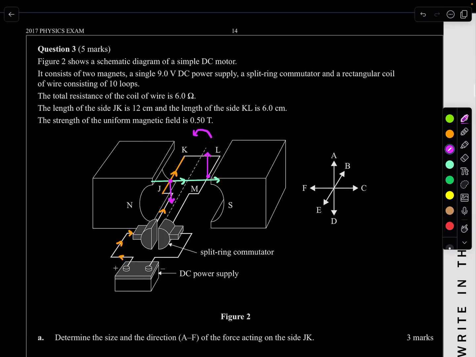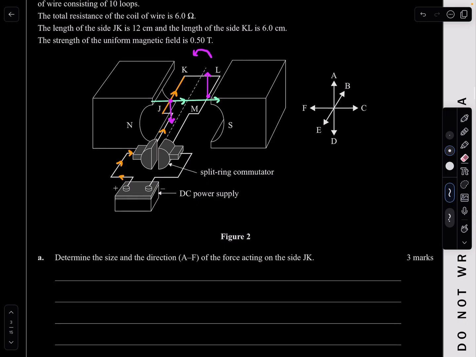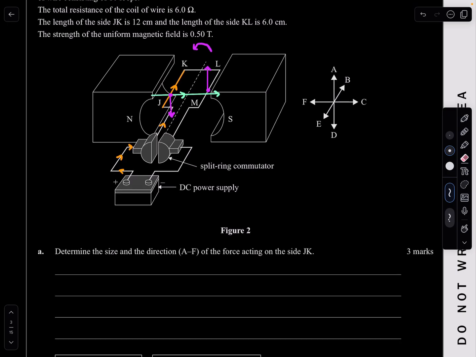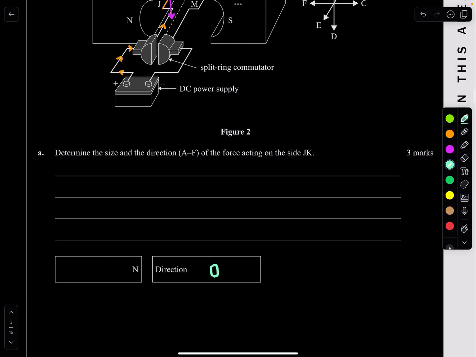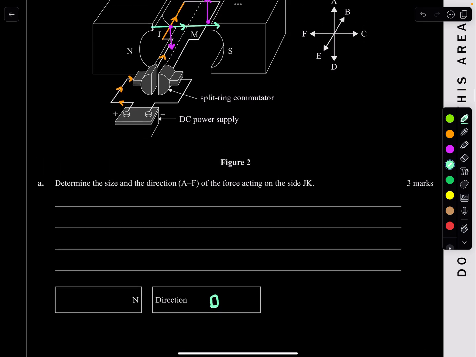Easy. Now the question says, determine the size and the direction of the force acting on JK. Like we said, JK is acting downwards, so it will be D. So we can put D in here. Direction is D. Now let's just try to calculate the force.